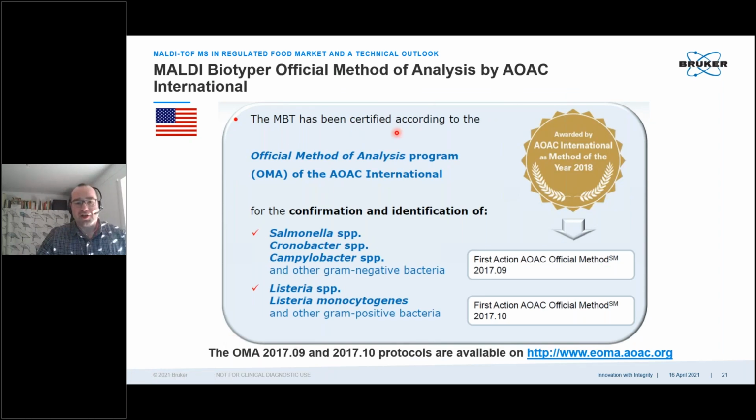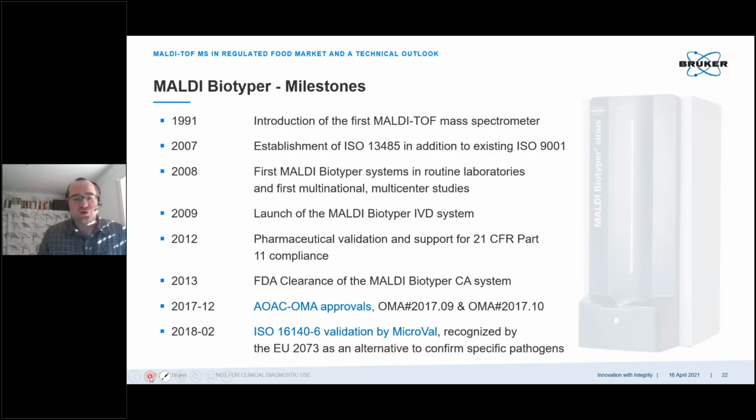The same was done in the United States, and the AOAC Technical Committee approved this data, and there are two certificates, one for the gram negatives and one for the gram positives, also available on their webpage. And this would be a nice moment to stop the presentation because the certificates were achieved. And two points can be added to these milestones: at the end of 2017, the AOAC OMA approval was achieved, and a few months later, the ISO 16140 Part 6 validation by MicroVal.